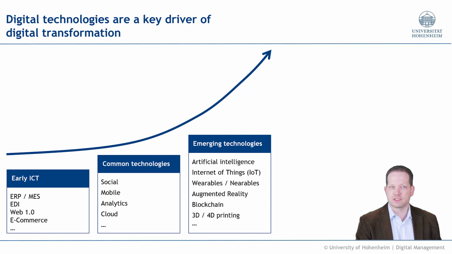Next, we have the emerging technologies. That's more at the forefront of innovation at the moment. Then we have artificial intelligence, the Internet of Things, wearables, neurables, augmented reality, virtual reality, mixed reality, different blockchains, 3D printing, 4D printing, and so on. This is more what currently industry is thinking about when they think about novel digital technologies and considering how to use them.